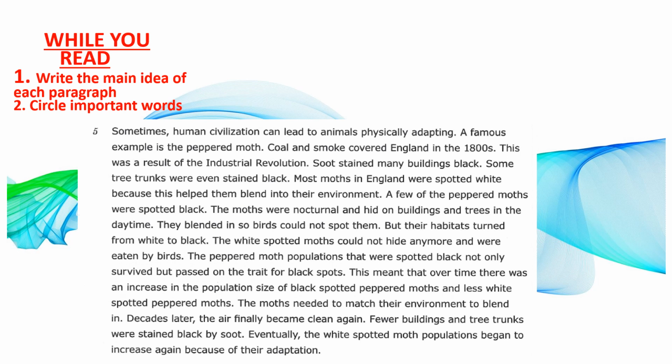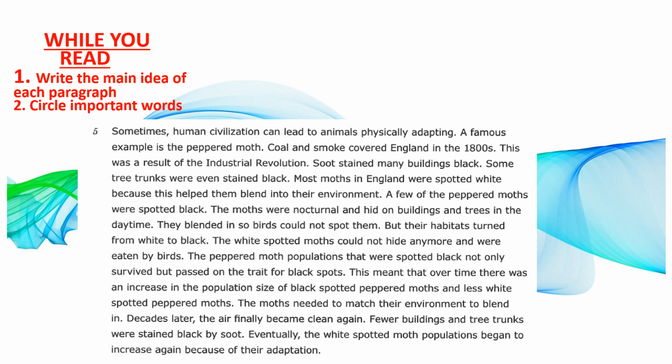Paragraph 5. Sometimes human civilization can lead to animals physically adapting. A famous example is the peppered moth. Cold and smoke covered England in the 1800s. This was a result of the Industrial Revolution. Soot stained many buildings black. Some tree trunks were even stained black. Most moths in England were spotted white because this helped them blend into their environment. A few of the peppered moths were spotted. The moths were nocturnal and hid on buildings and trees in the daytime. They blended in so birds could not spot them.